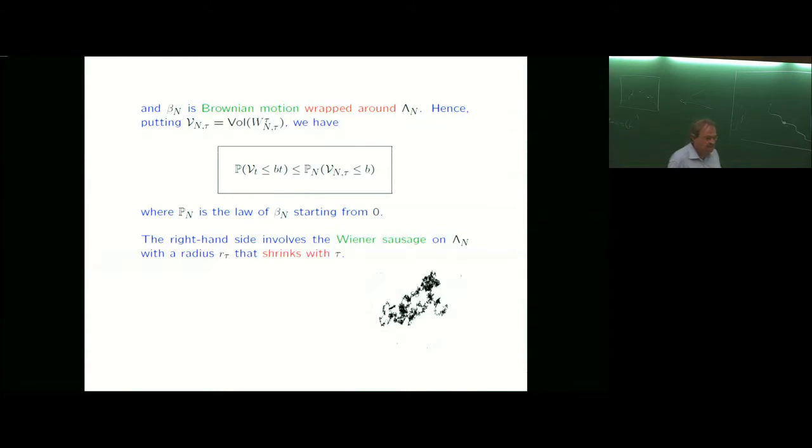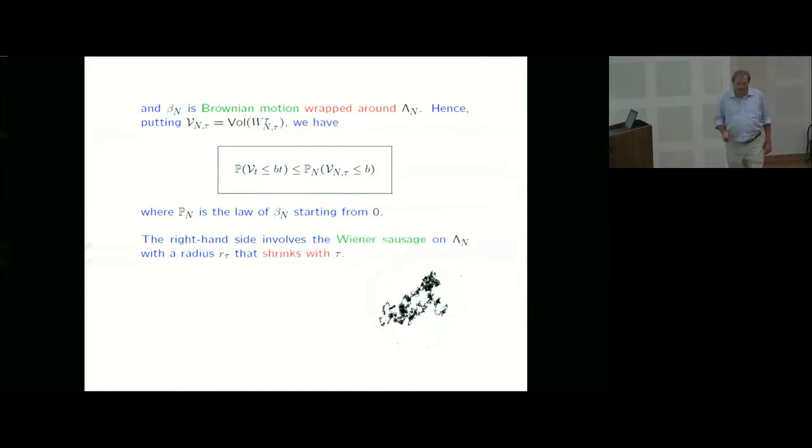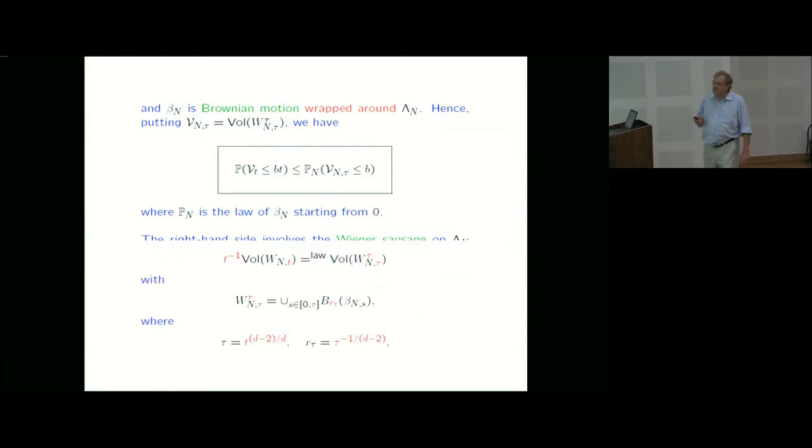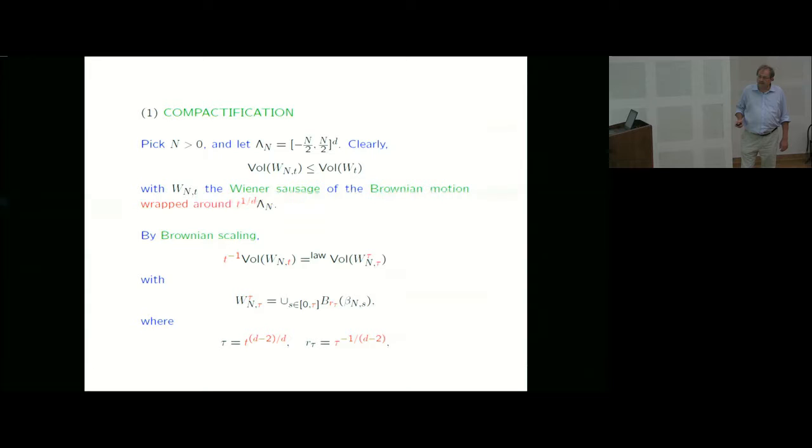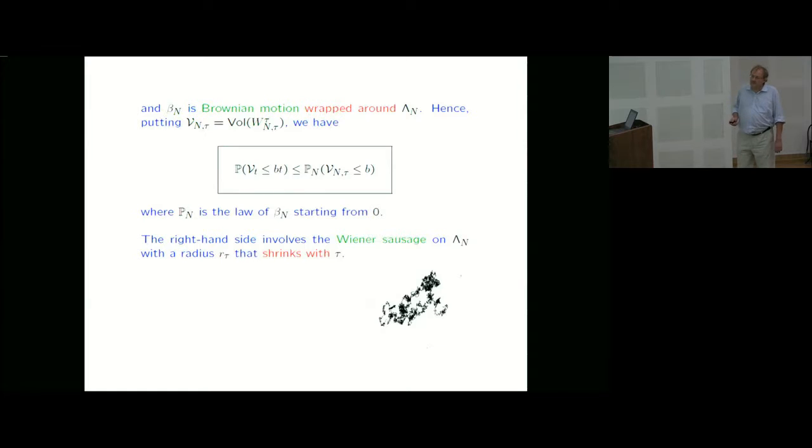So all I've done is obtain an upper bound by going to a large torus and then scale things down, and I'm faced with a problem that is now living on a finite torus, and two things have changed. There's a new time scale, which I call tau, and the radius has shrunk accordingly. So we have to study now the Wiener sausage on a finite torus with a radius that is shrinking with the time horizon.